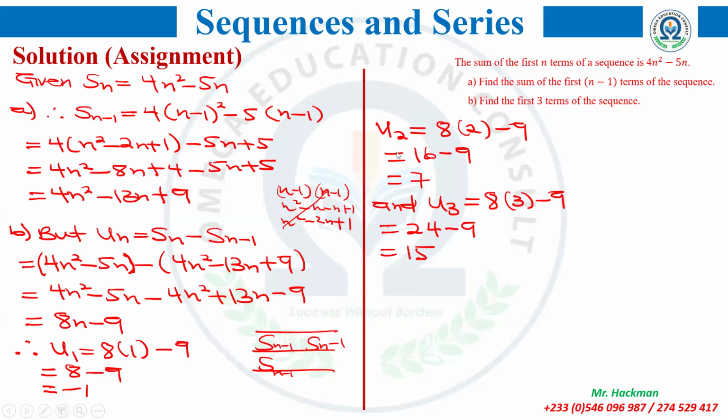And my second term is represented by U sub 2. So that would be equal to wherever I see n in U sub n, it is now 2. So that would give me 8 into 2 minus 9. You simplify, you get 7. And the last term, which is the third term, U sub 3, will be equal to this. You substitute, you simplify, you end up getting this.